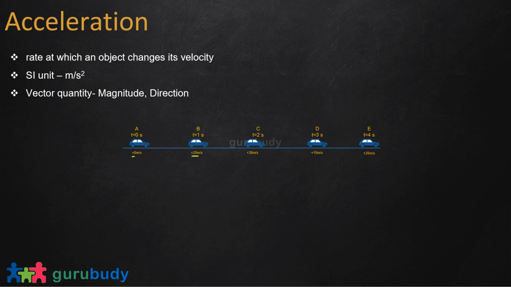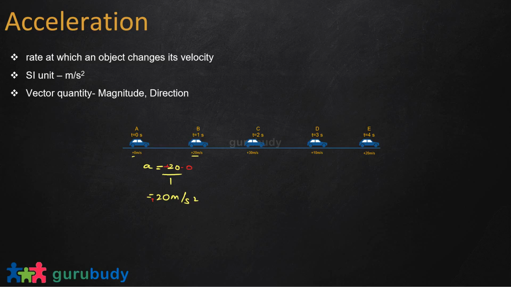If I ask you what is the acceleration as the car goes from point A to point B, acceleration is generally denoted by the letter a. We know acceleration is change in velocity. So change in velocity is 20 meter per second minus 0, which is 20, and then upon time, so 1. So acceleration is 20 meter per second square. And one thing to mention is the direction. The direction is positive, because plus 20 minus 0 is plus 20. Remember that.